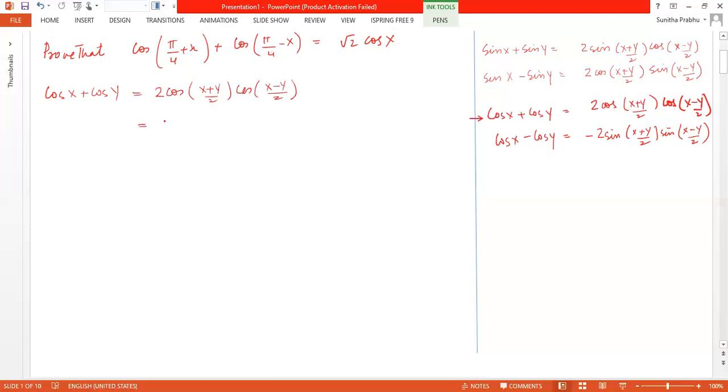All we will get here is 2 cos pi by 4 into cos x. The pi by 4 plus x and pi by 4 minus x; the 2 is not required, it gets cancelled out. 2 cos pi by 4 into cos x.